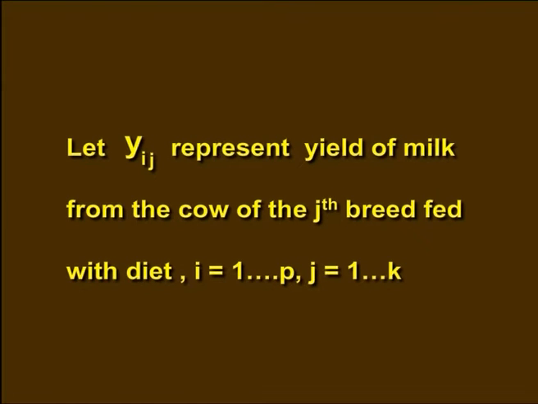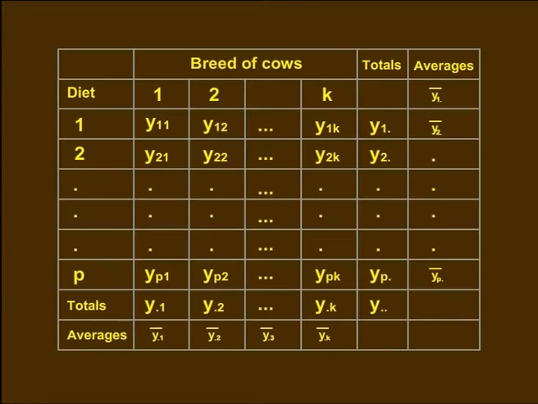Let Yij represent yield of milk from the cow of the jth breed fed with diet i, i is equal to 1 to p, j is equal to 1 to k. The data can be tabulated as follows. The different diets are represented in different rows, the different breeds are represented in different columns, and the last two columns explain the treatment totals and treatment averages. The last two rows explain the breed totals and breed averages.